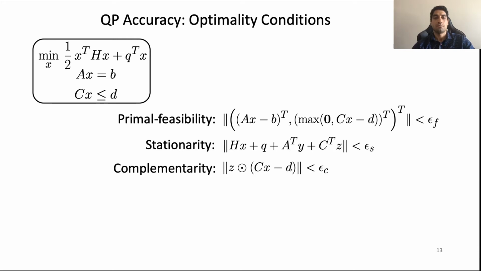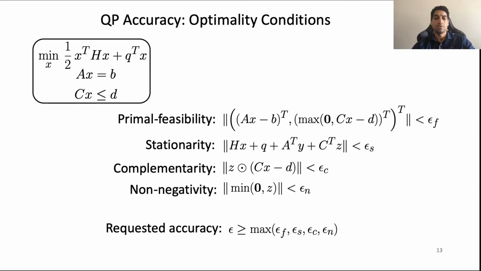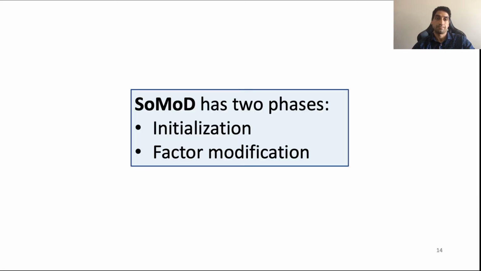The third is complementarity accuracy. Here we are measuring the pairwise products of dual variables and their corresponding inequality constraints, and it is critical for correctly capturing active sets. The fourth is non-negativity accuracy, and this condition ensures that dual variables are positive. NASOQ ensures that the user-requested accuracies for all these measures are satisfied.